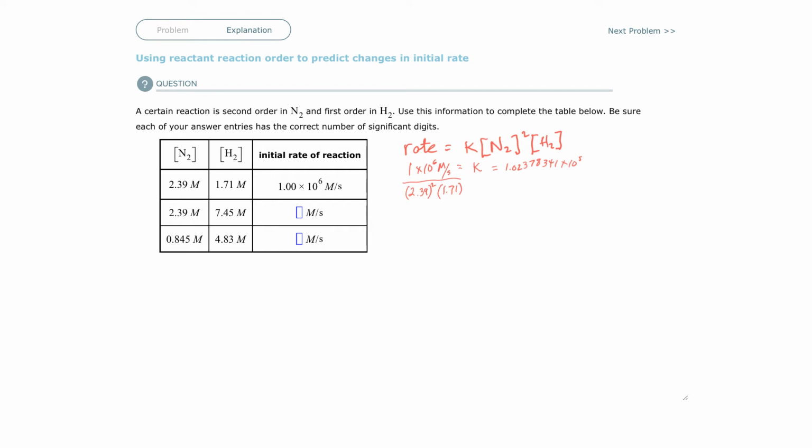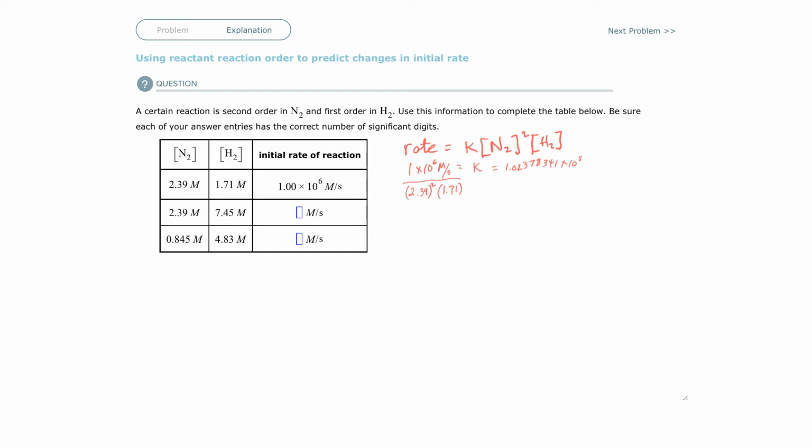So let's see what the first question is. All right, so you're filling in these initial rates. So what's happened to the nitrogen? What's happened to the hydrogen? If something happens to something to the 1 power, all you do is multiply it by that number. So if it goes up by 4.31, then multiply the rate by 4.31. If something is to the 1 power, you don't have to modify it at all. Okay, so in this first example, nitrogen stays the same, the hydrogen goes up. Okay, so how much does it go up?